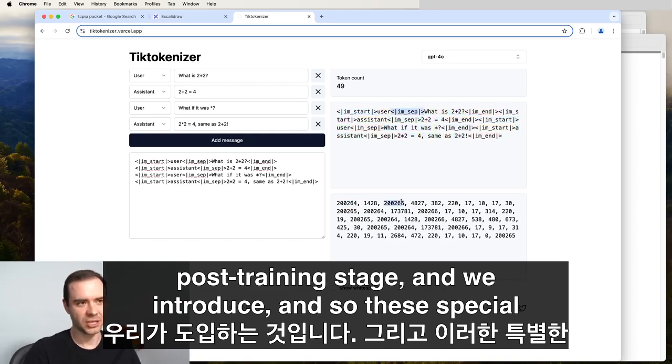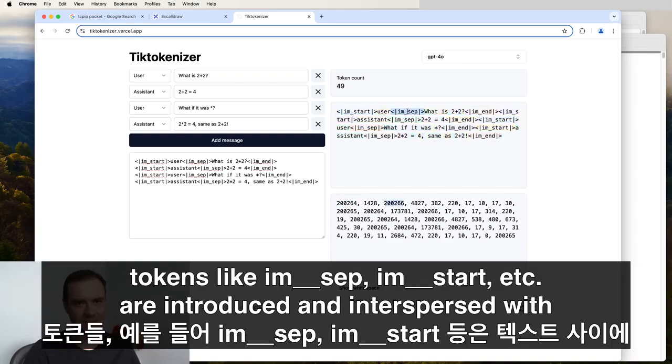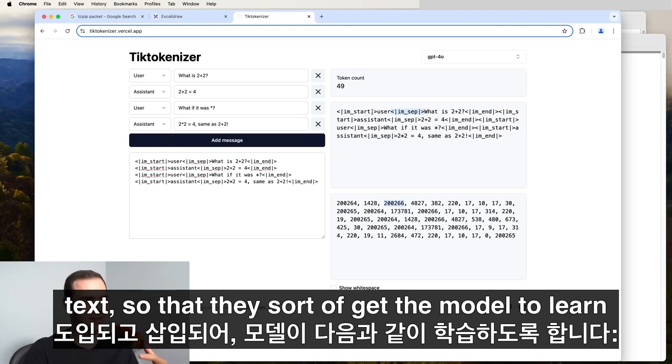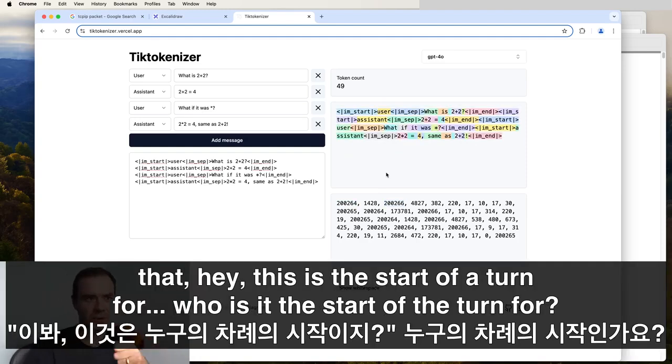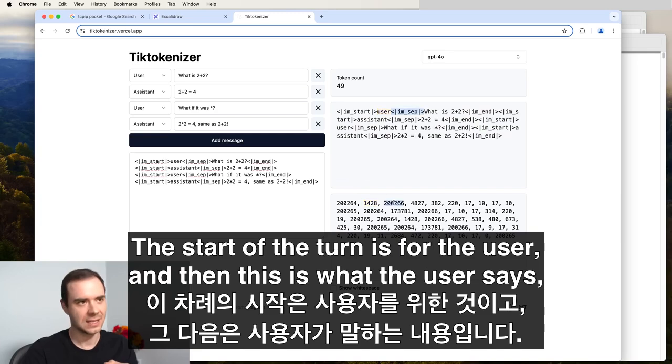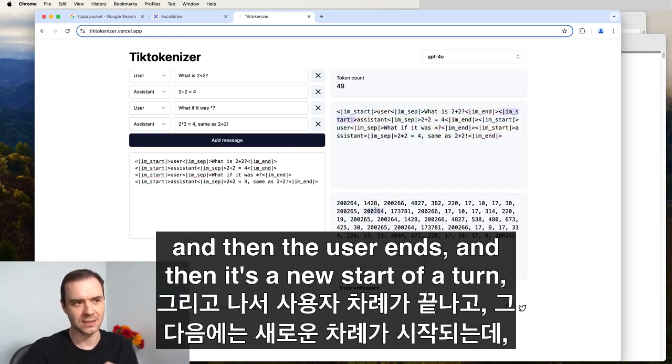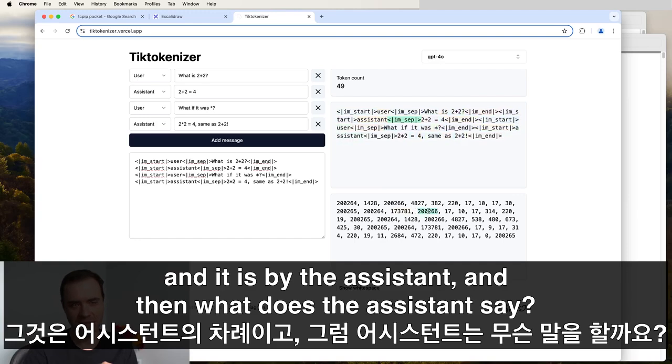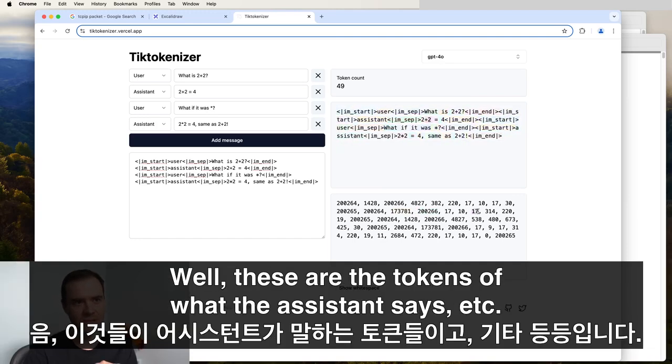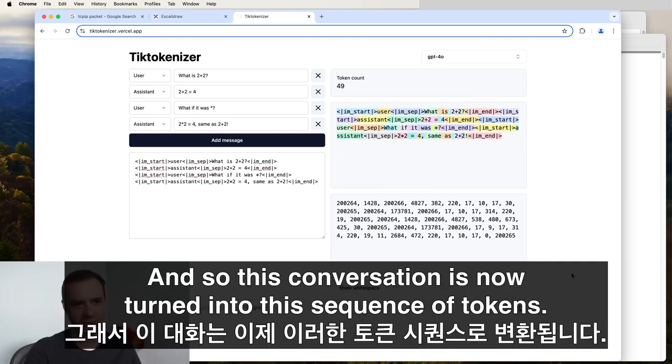And so these special tokens like IM_sep, IM_start, etc. are introduced and interspersed with text so that they sort of get the model to learn that, hey, this is the start of a turn. Who is it the start of the turn for? The start of the turn is for the user. And then this is what the user says, and then the user ends. And then it's a new start of a turn, and it is by the assistant. And then what does the assistant say? Well, these are the tokens of what the assistant says, etc. And so this conversation is now turned into this sequence of tokens.